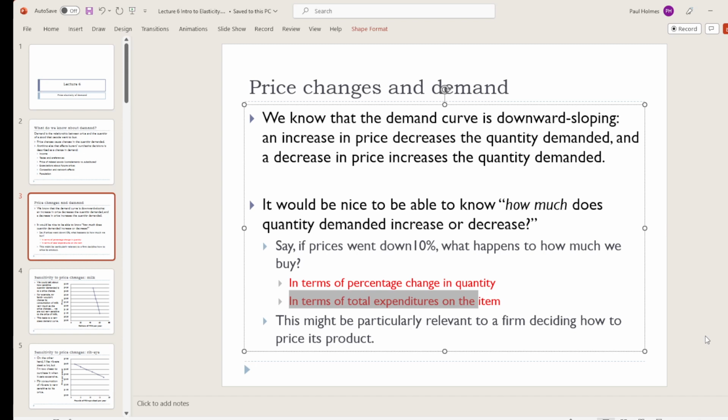So these things are going to be really, really important to understand if we are looking to understand how much people will buy of particular things, and particularly as a business, how much our revenue is going to change as we change our prices.